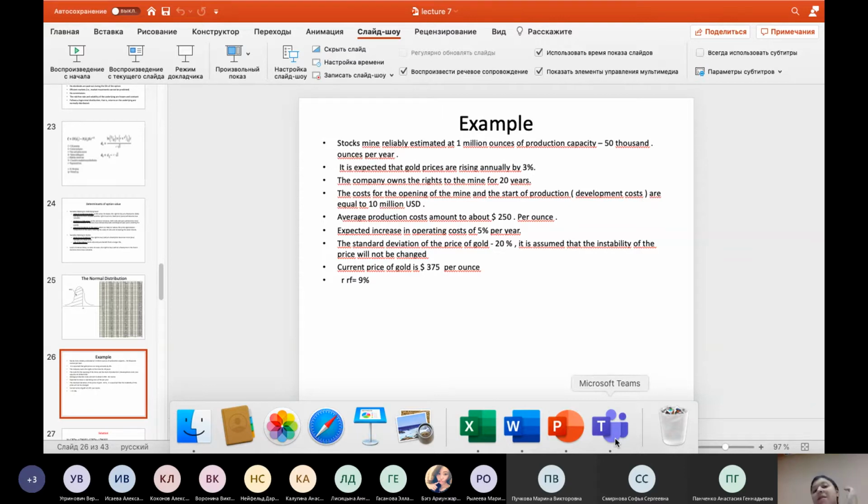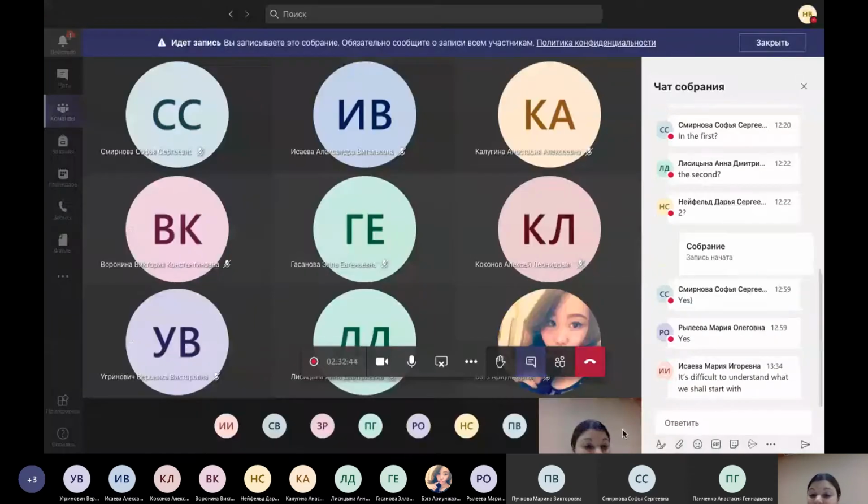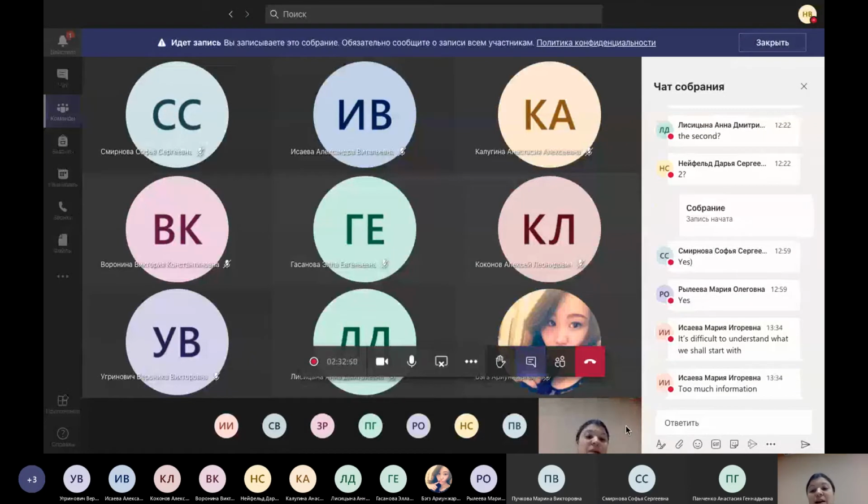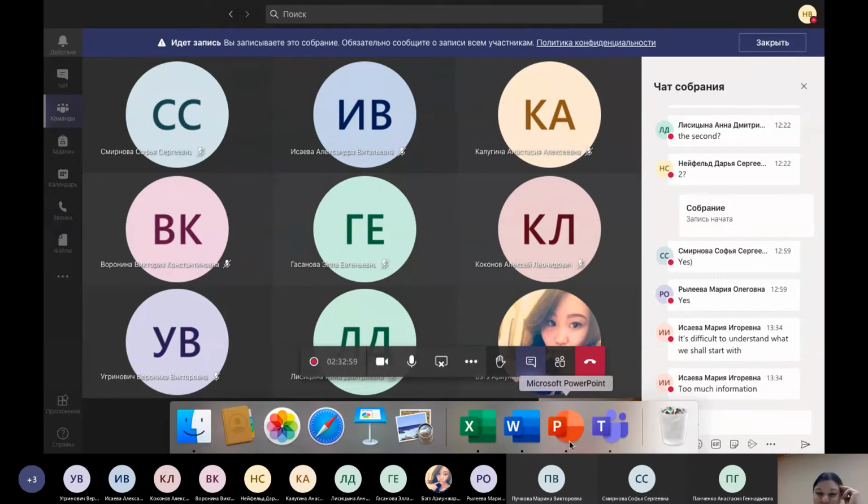How do you think? What is the real option in this task? Or perhaps there are no real options in this task. What shall we start with? It's difficult to understand, too much information. Good, thanks a lot for your answers.